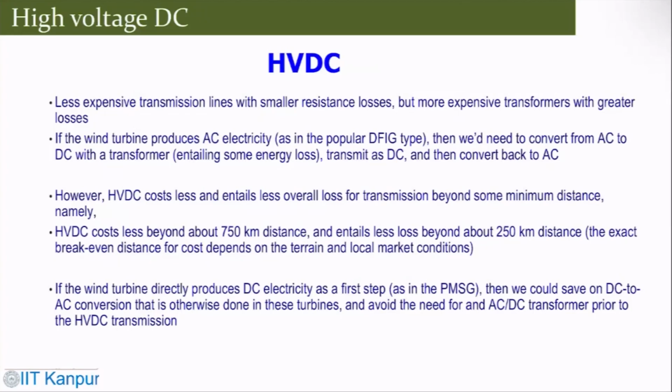Less expensive transmission lines come with smaller resistance losses, but more expensive transformers come with greater losses. If your wind turbine produces AC electricity, as is popular in the DFIG type of generator, then we need to convert from AC to DC with a transformer. Obviously, this would have some energy loss. Then transmit as DC and then convert back to AC.